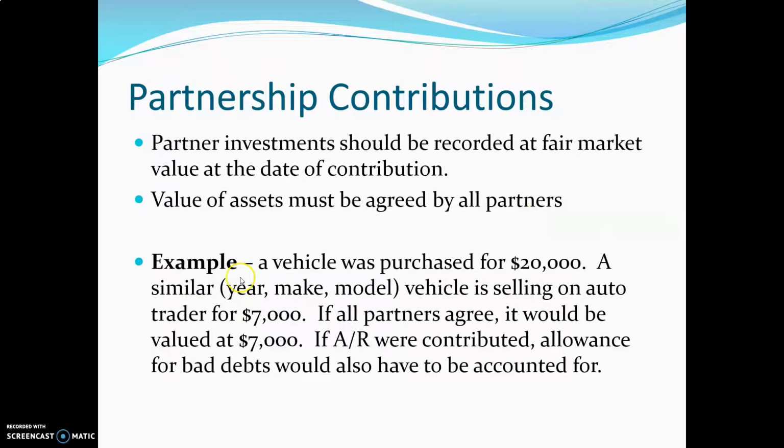Here's an example. Let's just say we have a vehicle that was purchased by one owner for $20,000. A similar year, make, and model vehicle is selling on Auto Trader for $7,000, and we'll assume that this is what we consider to be the fair market value. If all partners agree, it would be valued at $7,000. If the AR were contributed, allowance for bad debts would also have to be accounted for. So if we add accounts receivable, we'll also have to add in the allowance for bad debts to make sure that it's being listed at its fair market value.